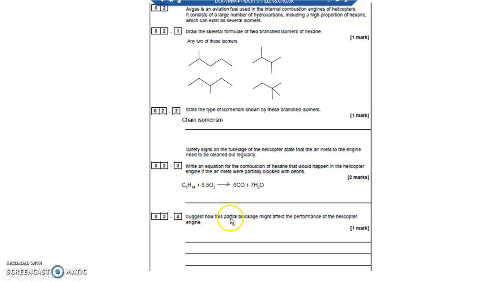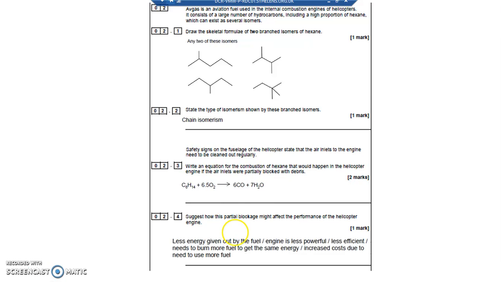Suggest how the partial blockage might affect the performance of the helicopter engine. Well, it's going to become less efficient. There's probably various different ways that you can answer this question. Less efficient, needs more fuel to produce the same power, something like that. Less energy given out by the fuel, less powerful or less efficient, yes. It needs to burn more fuel to get the same energy, increased cost due to needing more fuel. I think the best answer is that it is less efficient. That's probably the most popular answer.